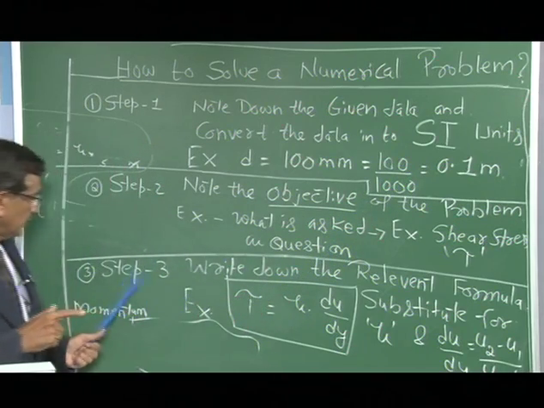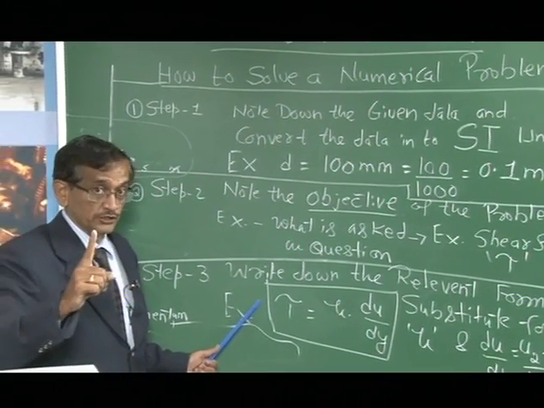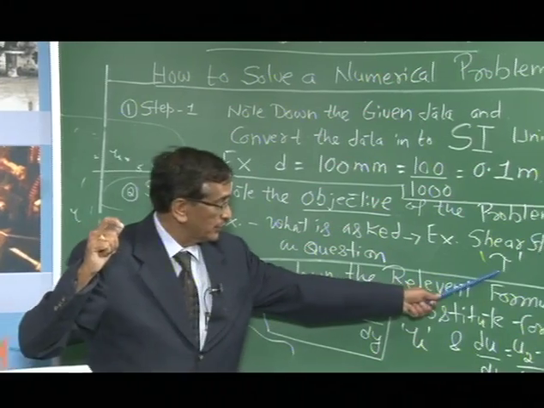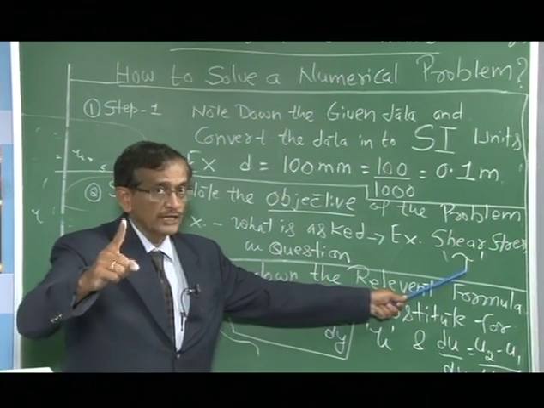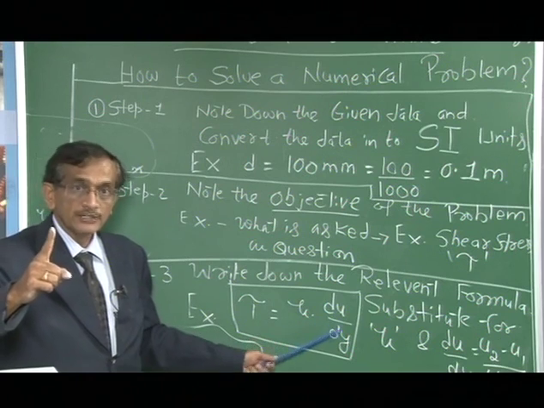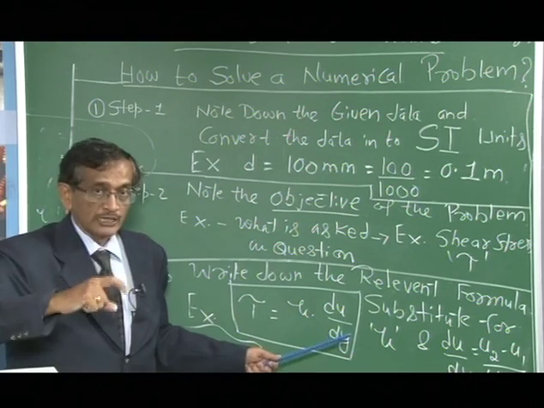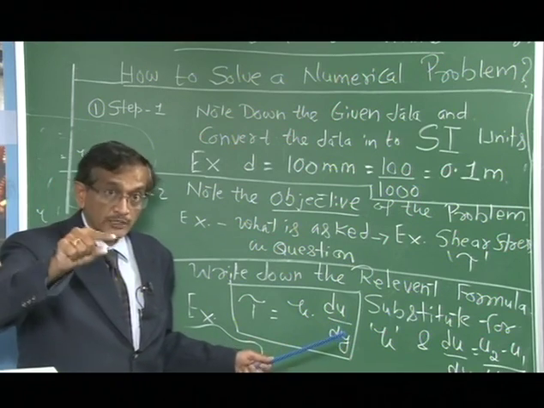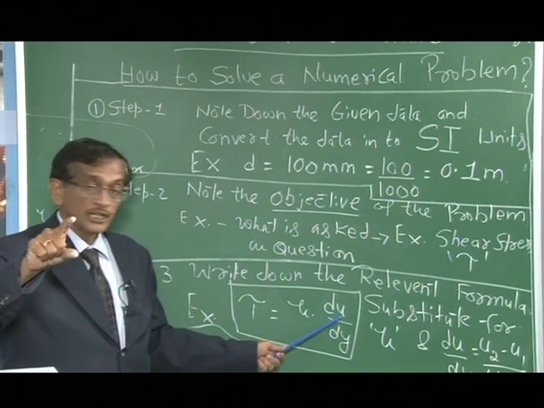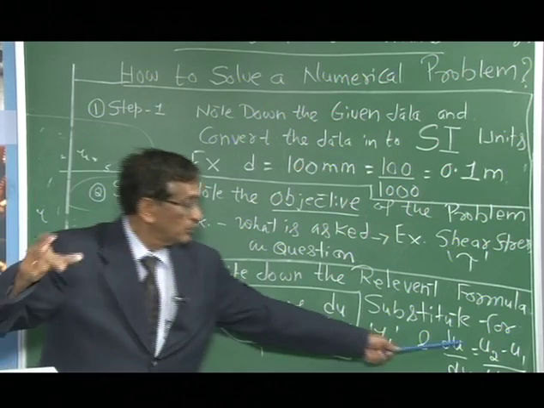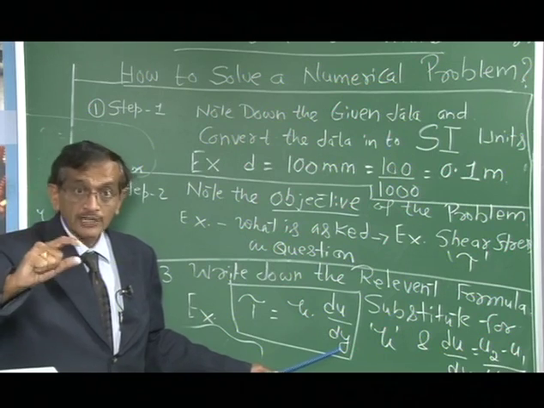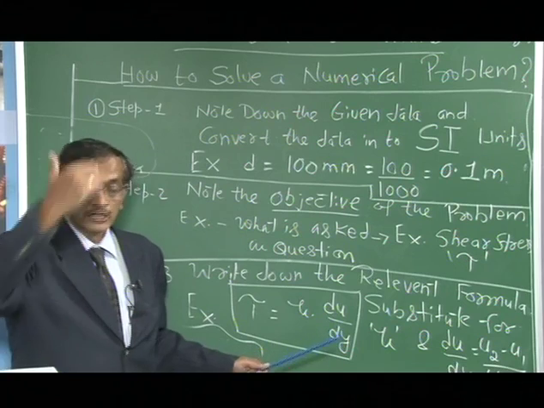Let us come to the third one. Step 3 is very interesting and very important. Step 3 is the formula you need to write. For example, I have asked you shear stress here. So, you need to write Newton's law of viscosity, tau is equal to mu into du by dy. You need to write the formula for shear stress is equal to mu, which is dynamic viscosity, into du, which is the change in velocity, u2 minus u1, and dy, the gap, y2 minus y1. So, you need to write that so that you can achieve the objective in 3 steps.